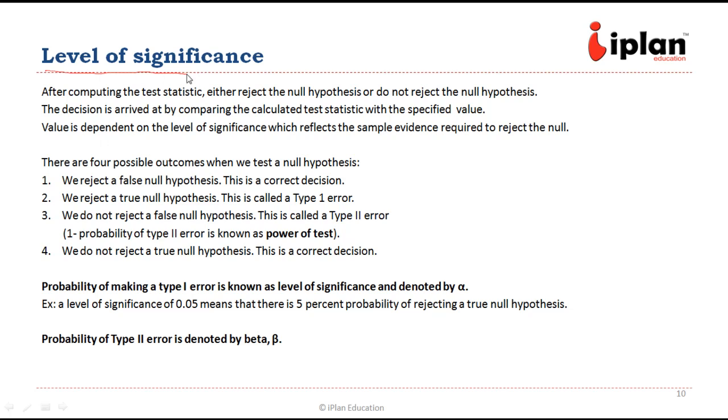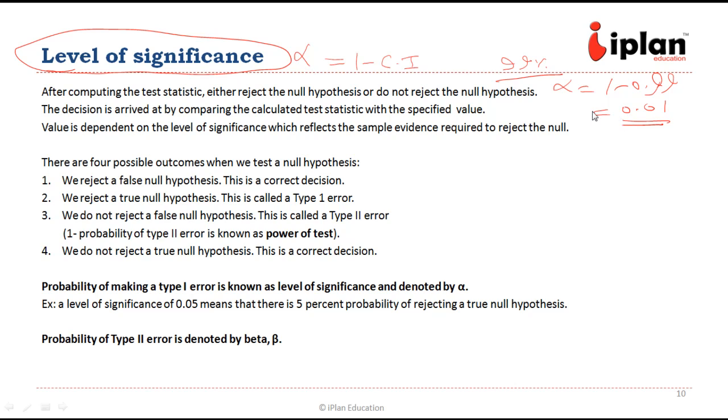Here we understand the level of significance, which we know is represented by alpha, and it is given by 1 minus confidence interval. For example, if we want to be 99% sure, the value of alpha is going to be 1 minus 0.99, which is 0.01. This is our level of significance. We need to decide what our level of significance is before we can conclude about the outcome of the hypothesis.